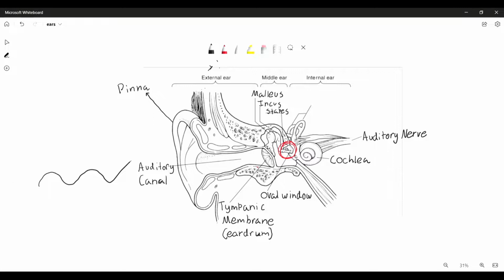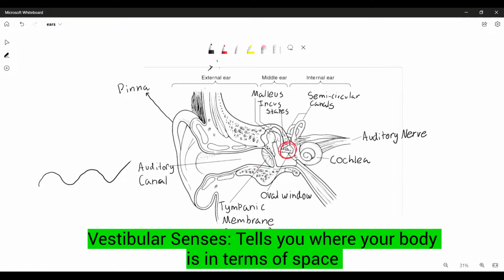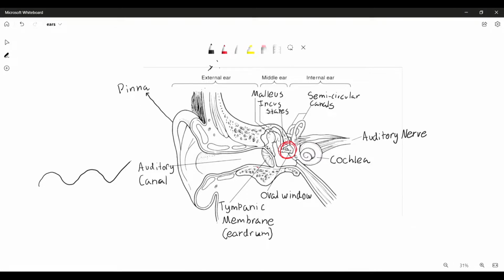And not related to hearing, but a very, very important part of your ear are these semicircular canals. And these semicircular canals have a fluid within them that controls the vestibular senses of your body. And the vestibular senses basically tell your body where it is in terms of space. So when a person is doing backflips, it's the vestibular senses that tell the person where they are in space.